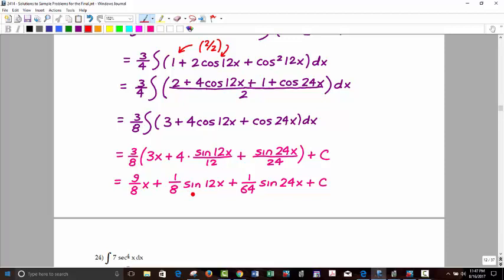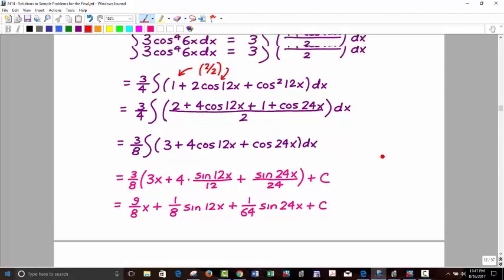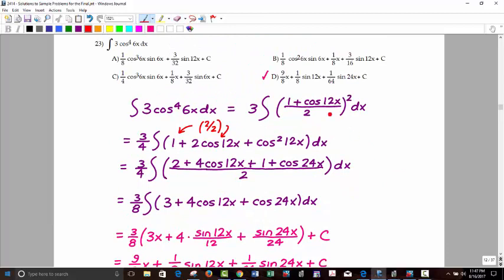sine of 12x plus 1/64 sine of 24x plus c. After you multiply and reduce all the fractions, that's what you get. And look and see, that matches beautifully here with answer D.